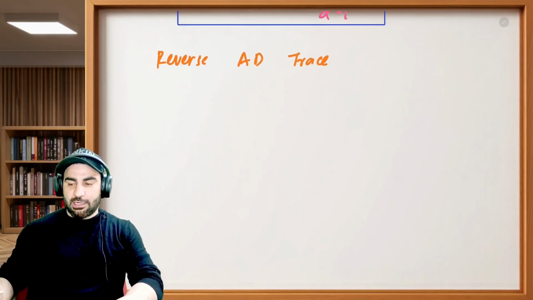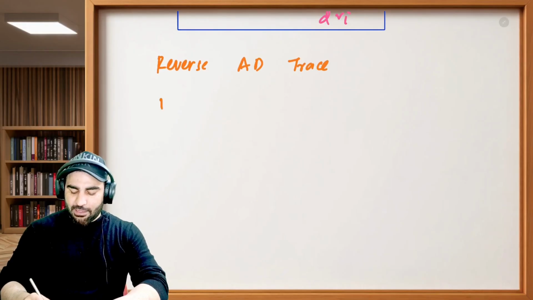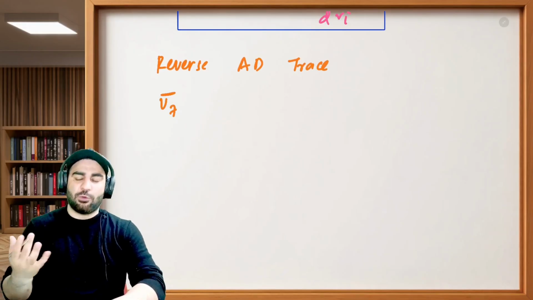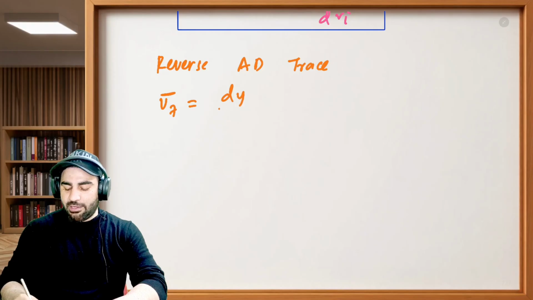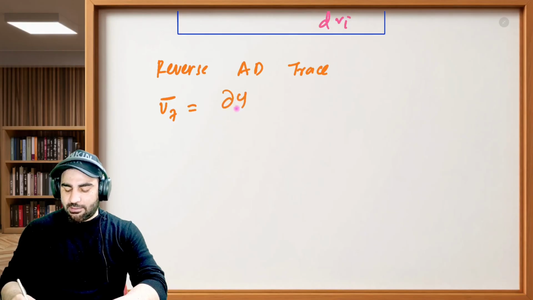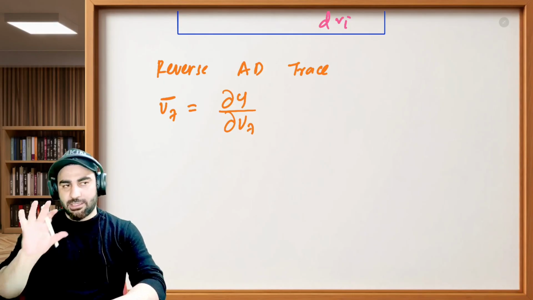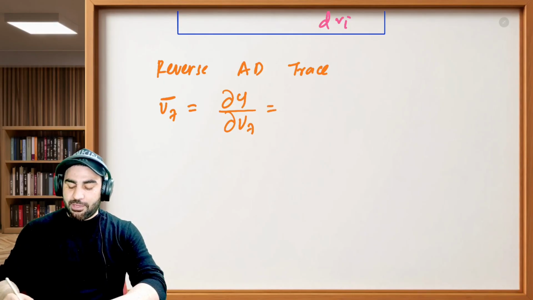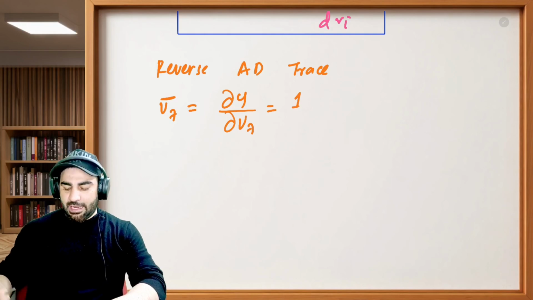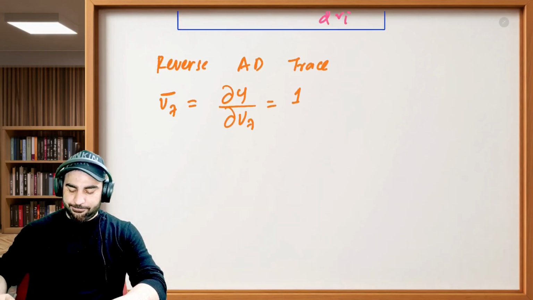So how do we do that now? You have v7 bar first. v7 is actually equal to y, so this is equal to dy, or I can say partial y by partial v7, the partial derivative of y with respect to v7, because y is equal to v7. So this is obviously equal to 1.